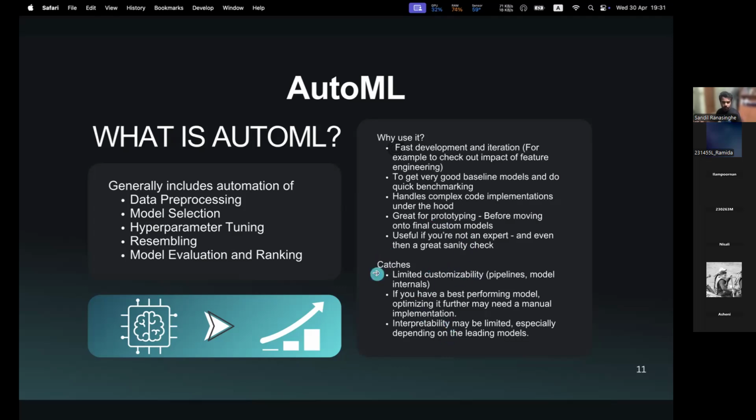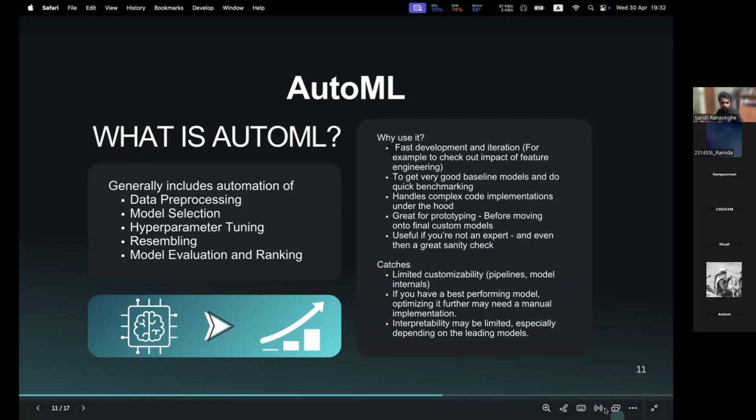So of course it has some catches. There's limited customizability. So how you want the pipeline to go, how the models are made, how different features are calculated, what kind of features are made, noisy features you might not want in particular scenarios. And then if you have a best performing model, maybe you want to optimize it further, or you want to do some extra steps in the whole process, some sort of customization. Maybe you run AutoML, you get a general thing that works best, but then you do a manual implementation of that model and do the final changes to push that final 0.01% accuracy or whatever you want afterwards.